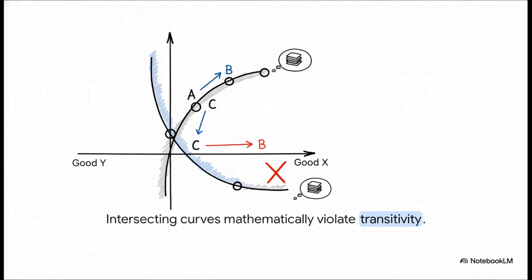Think about it. If curve 1 says you're indifferent between bundle A and bundle C, and curve 2 says you're indifferent between A and B, then logically you have to be indifferent between B and C. But wait a second, bundle B clearly contains way more goods than bundle C. A rational consumer is always going to prefer having more stuff. So this intersection creates a massive logical contradiction. Bottom line, indifference curves can never, ever cross.